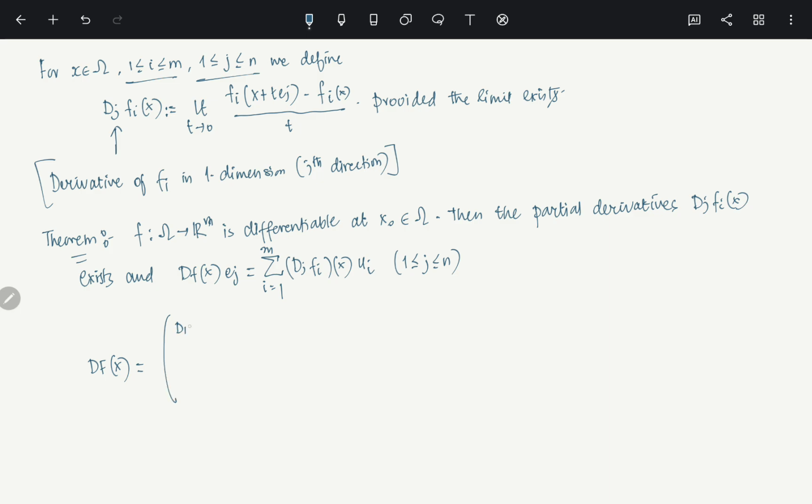d1 f1 at the point x, up to dn, the partial derivative with respect to xn, so the nth direction of f1. So on the first row, all the derivatives of the first component, then the derivatives of the second component, and in the mth row you will have the derivatives of the mth component: d1 fm of x, up to dn fm of x. And you do realize that this matrix is an m cross n matrix. It has m rows and n columns. Okay, so we have this.